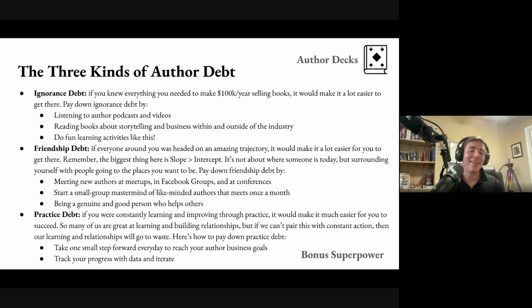So friendship debt, right? I'll breeze through this. It's pretty simple. If everyone around you was headed on an amazing trajectory, it would make it a lot easier for you to get there. Notice trajectory here. I'm not telling you have to be friends with 7-figure authors.